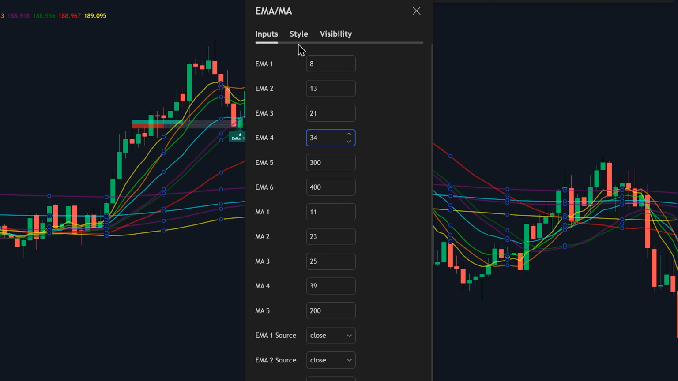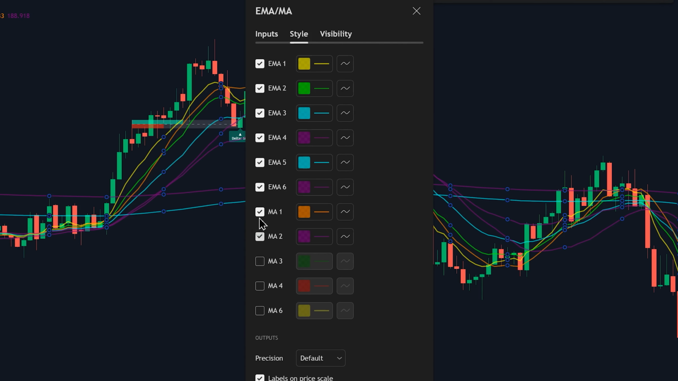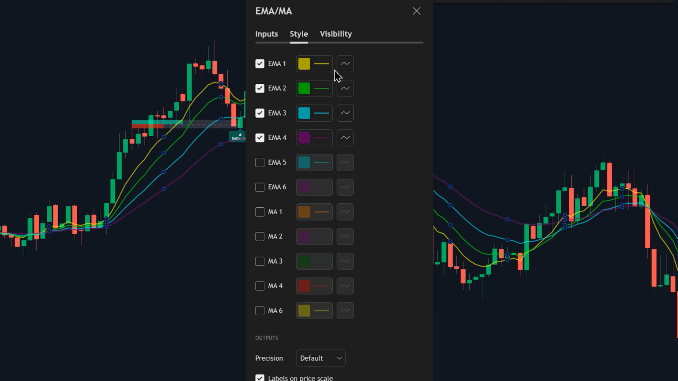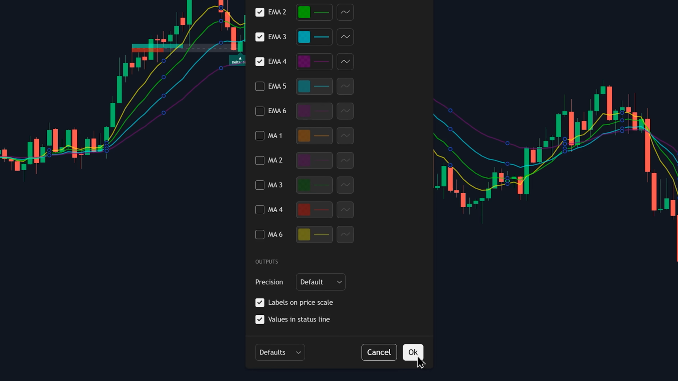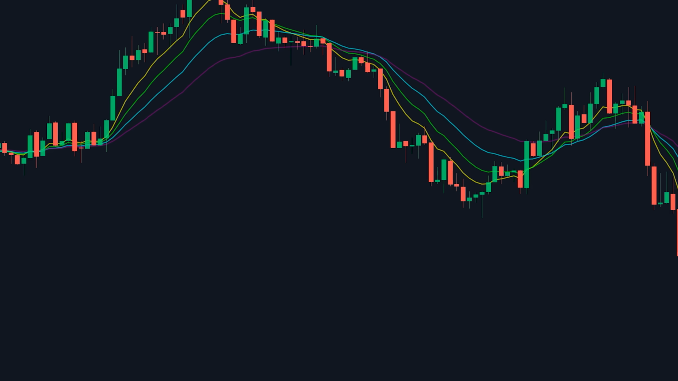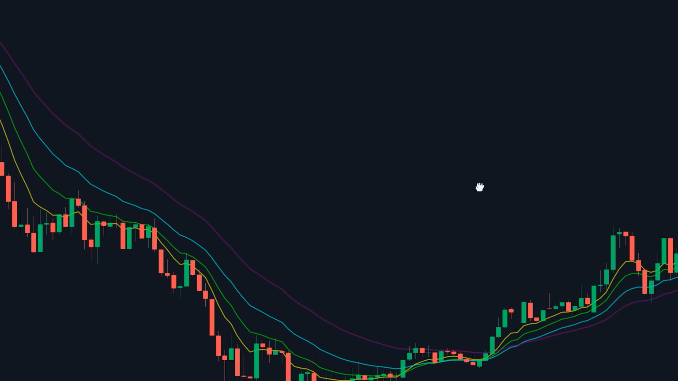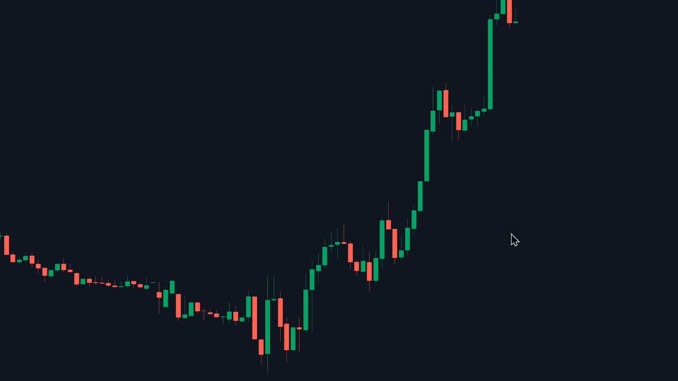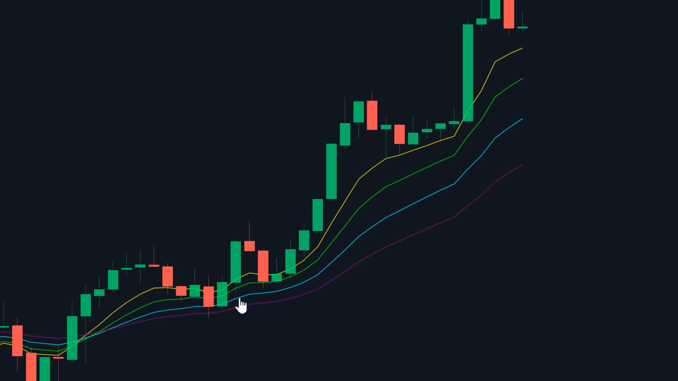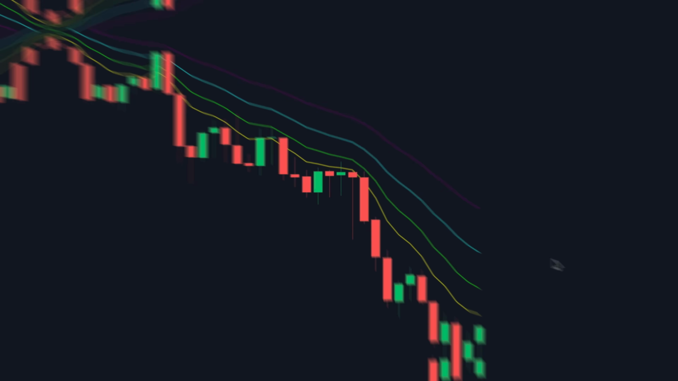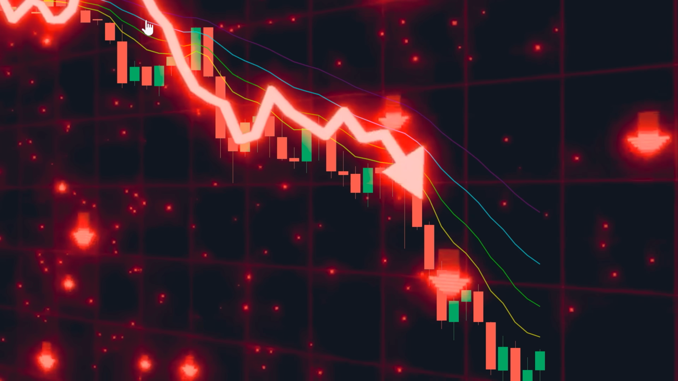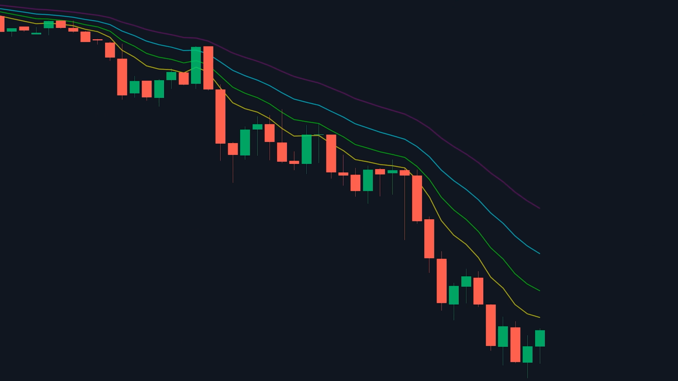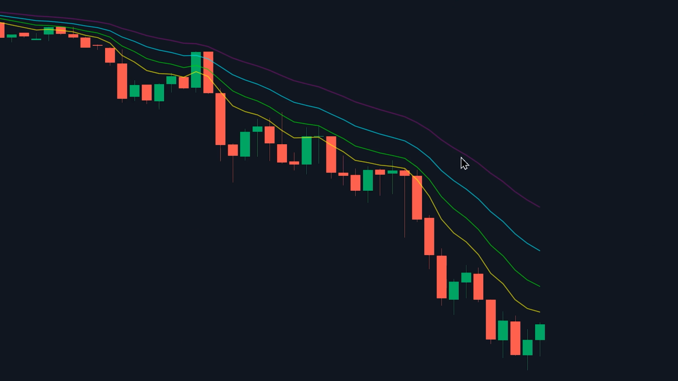On the Style tab, you want to disable every single moving average option except for the first 4 options. After that, click OK. The way this indicator works is it identifies trends in the market using these 4 EMAs. A bullish trend is identified when all the 4 EMAs are aligned like this without touching, and the price is trading mostly above them. Conversely, a bearish trend is going to be the opposite. All the 4 EMAs should be lined up like this without touching, and the price trading below them.